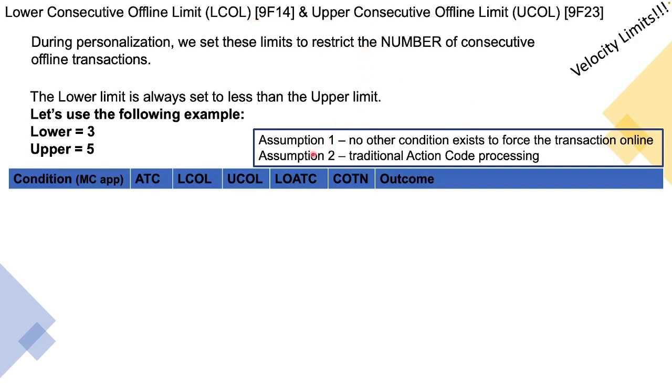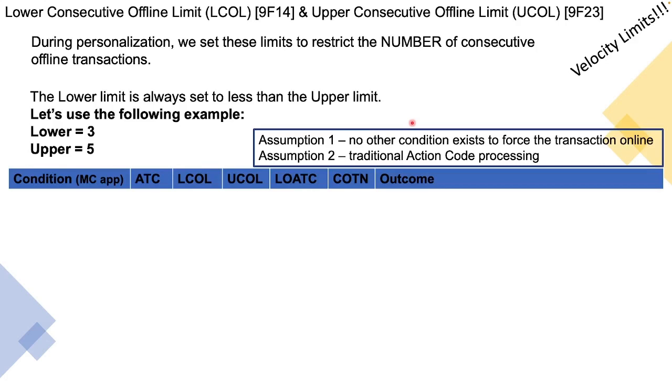Okay? Assumption 2 is traditional action code processing. Remember we said that the limits on their own don't determine the behavior during a transaction, the action codes do, and we are going to assume that we've got traditional action code processing, and what the traditional action code processing means is that if the transaction count is less than the limit, don't do anything. If the transaction count is between the lower and upper limits, then try to send a transaction online.